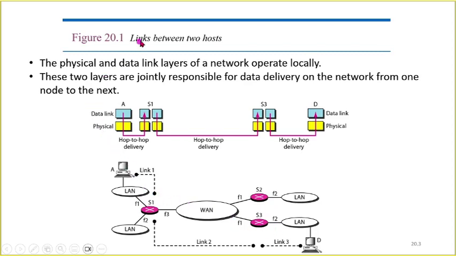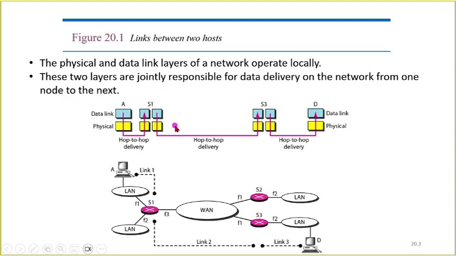So if the data is being transmitted from source to destination, from A to D, then it will go with hop to hop delivery. We have already seen that, so that will be taking place. These two layers are jointly responsible for data delivery on the network from one node to the next. That is the basic idea.